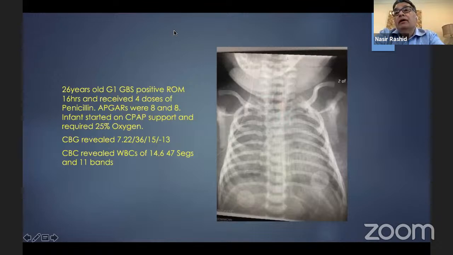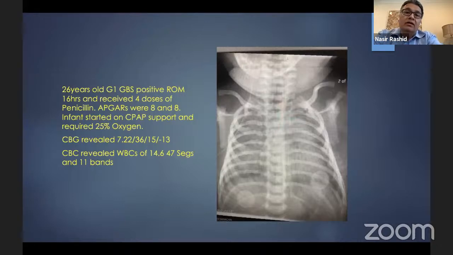So this was an X-ray of an infant that was born to a 26-year-old gravida 1 mom who is GBS positive. Membranes were ruptured for almost 16 hours. She received 4 doses of penicillin. Apgars were assigned as 8 at 1 minute and 8 at 5 minutes.